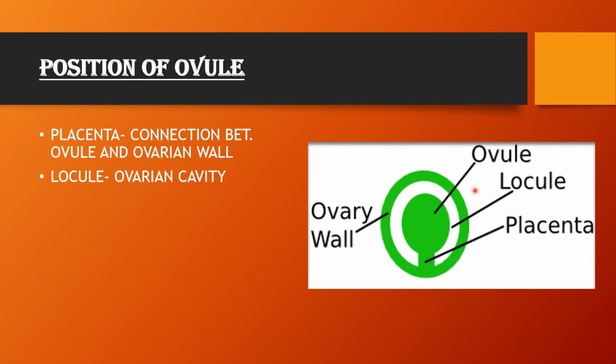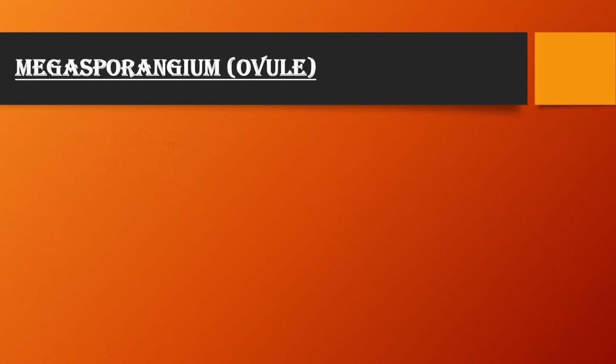So these ovules are basically the structures inside which the female gametophyte develops. Female gametophyte is called embryo sac. So first of all we will understand the structure of ovule. So for that we will see a transverse section. Now we'll see the structure of ovule.